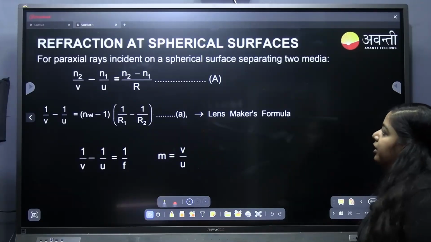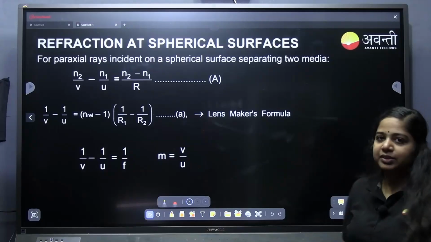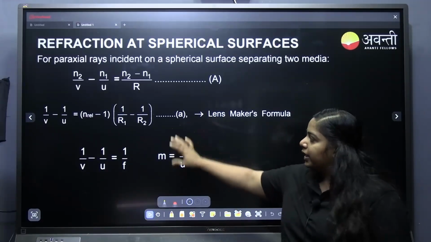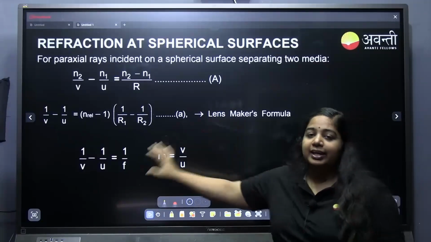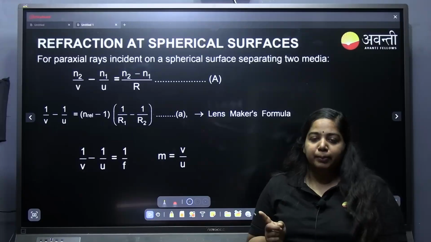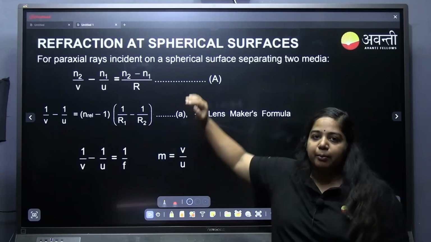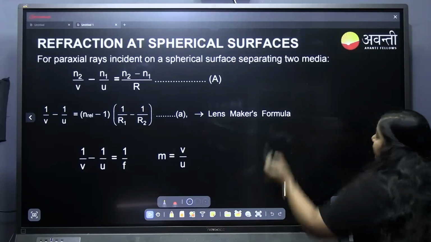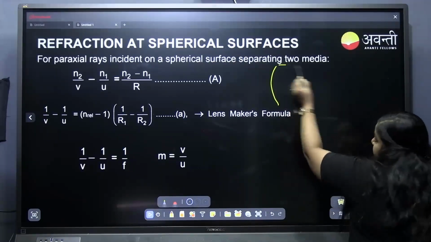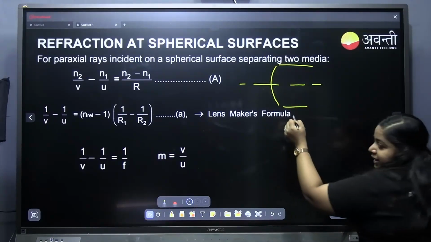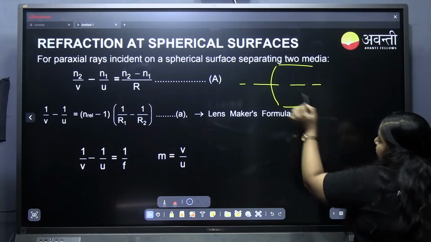Okay, next one, refraction at spherical surface. In this you might have learned these formulas: lens maker's formula, lens formula and magnification of lens. But one more you need, because sometimes problems will be coming based on that. That is only one spherical surface. You have seen it for the derivation of lens maker's formula.